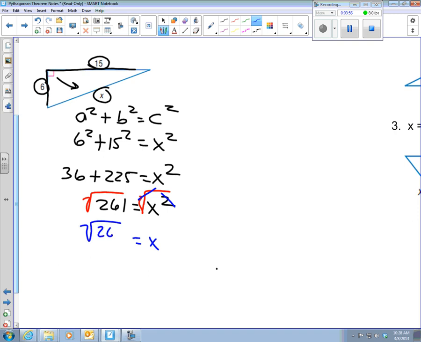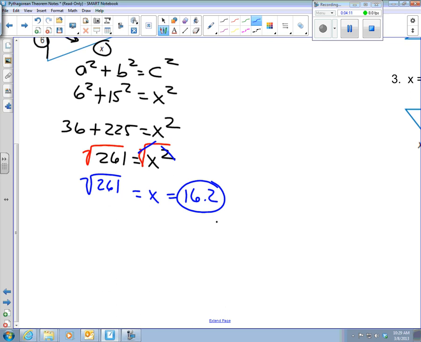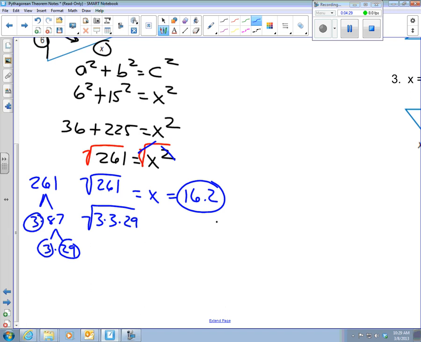Now I got this 261. If you just take the square root of it, plug it into your calculator, I think 16.2 if you round it. That's an approximate answer. If they ask for an exact answer where you'd want to keep it as a square root, we'd have to break it down. 261 is 3 times 87, and 87 is 3 times 29. And there's my prime factorization. So that's the square root of 3 times 3 times 29, which is what x is.